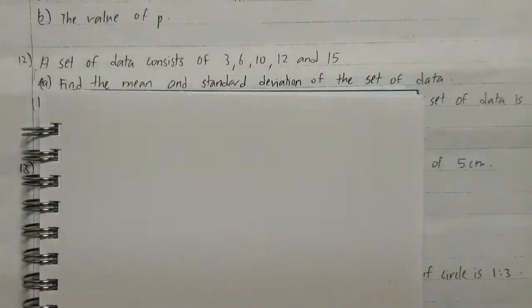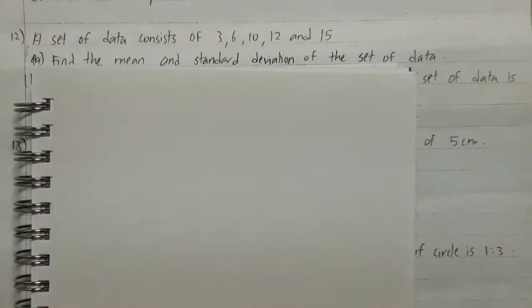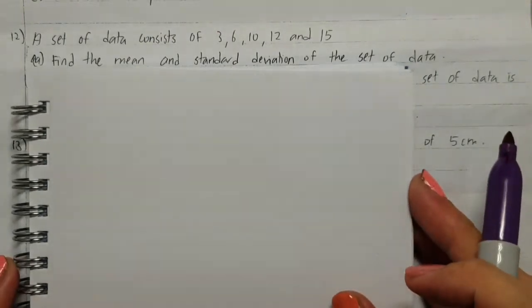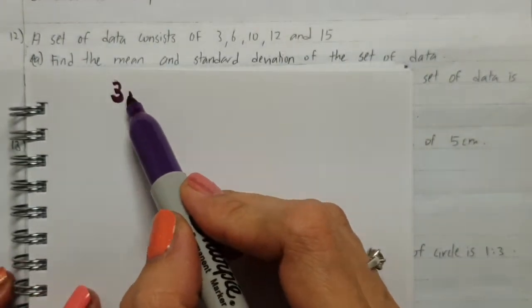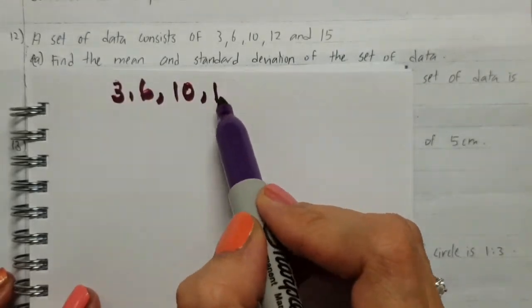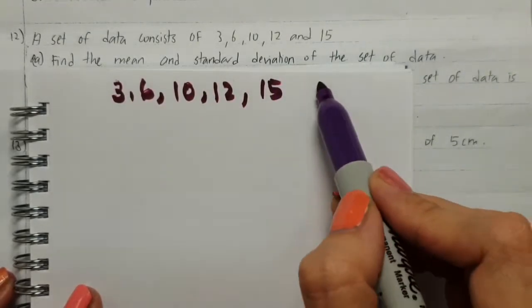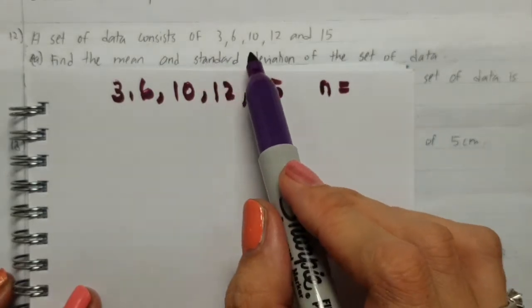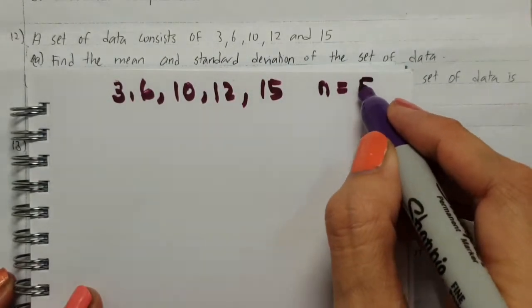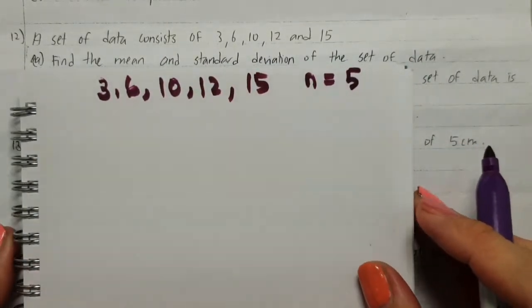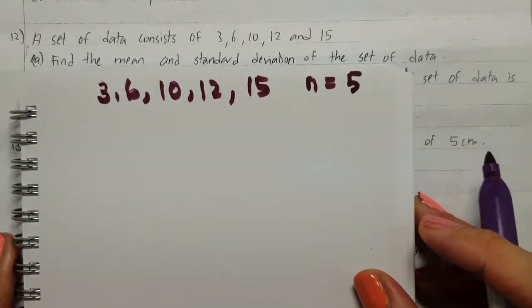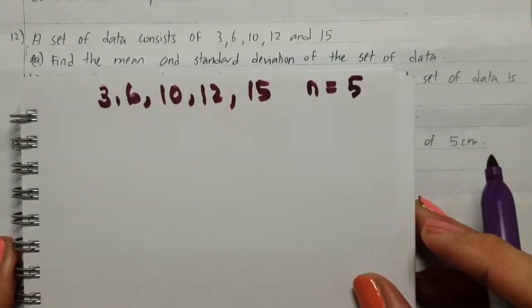Okay, question number 12. A set of data consists of 3, 6, 10, 12, and 15. So let me write down all the data. We have 3, 6, 10, 12, and 15, whereby the number of data is 1, 2, 3, 4, 5. So n equals 5. So what are we supposed to do next? Find the mean and standard deviation of the set of data.